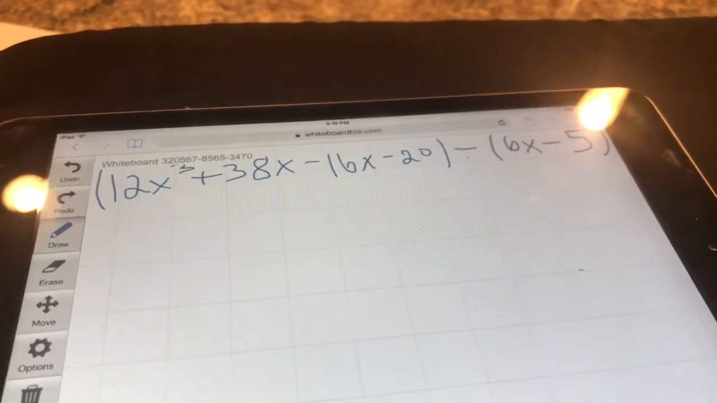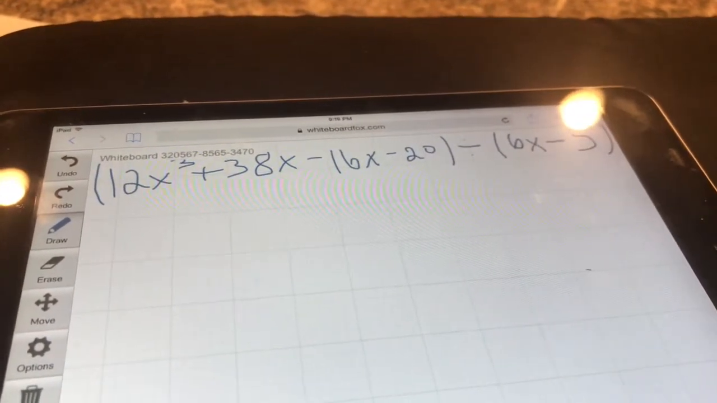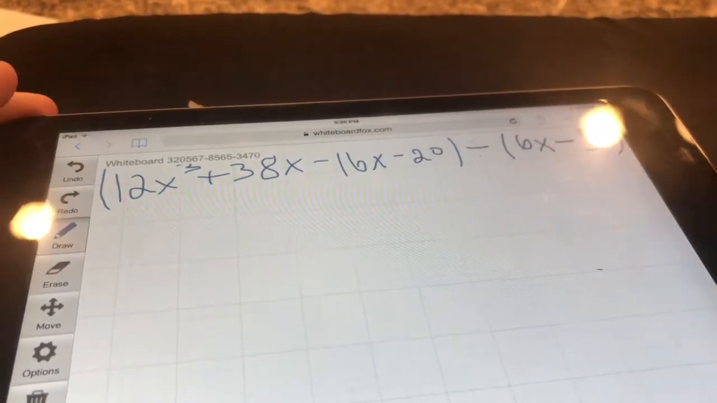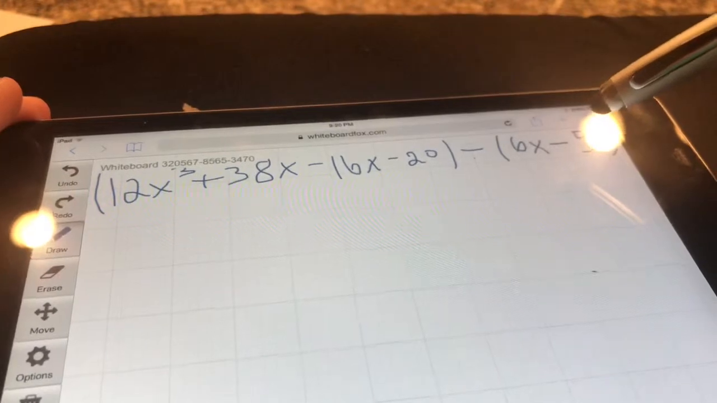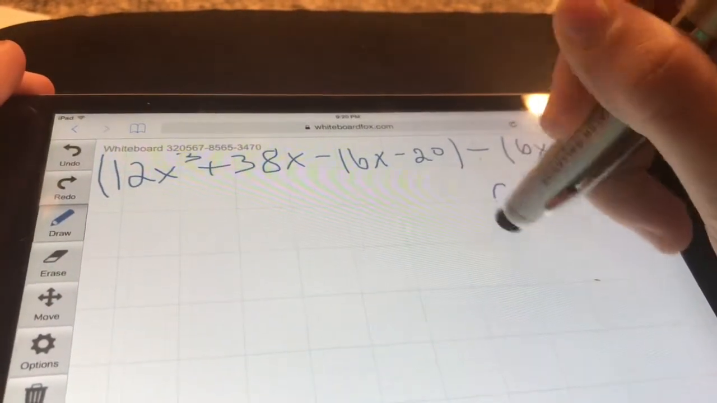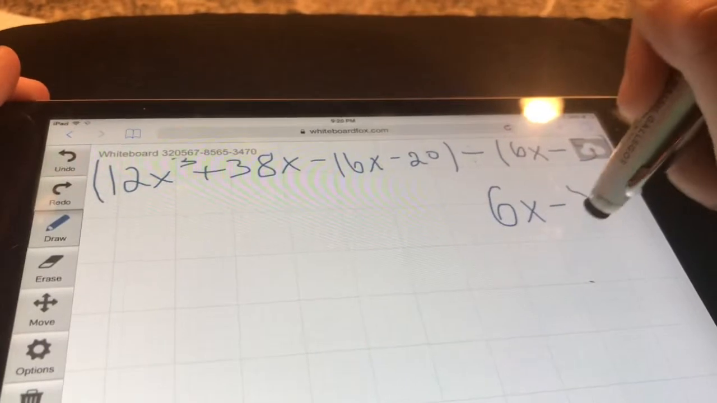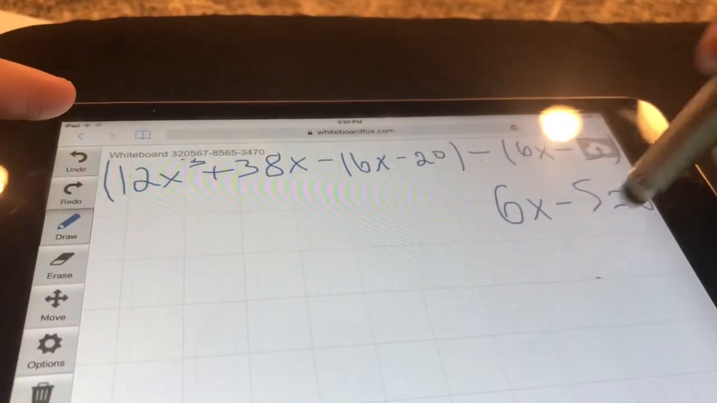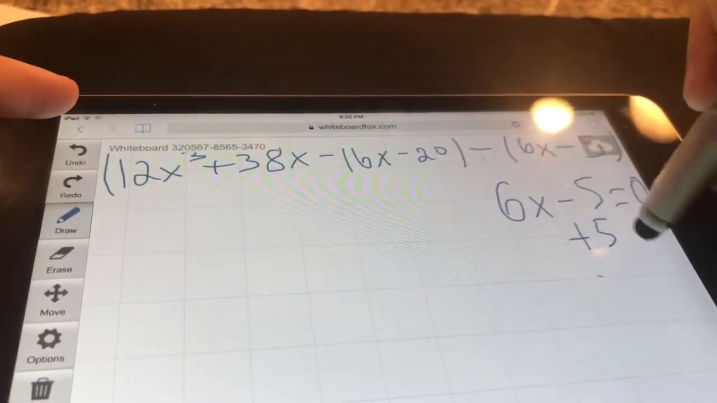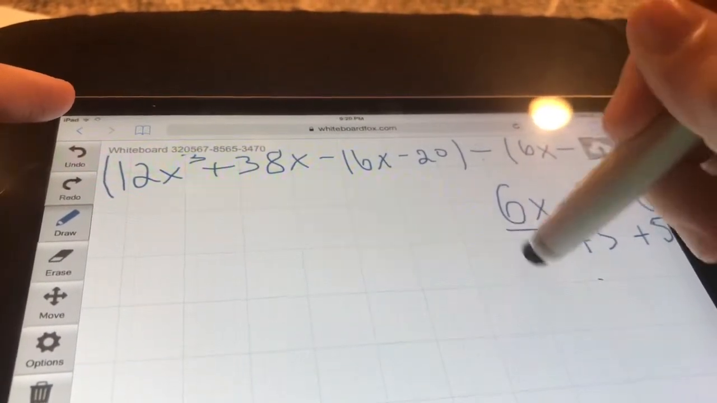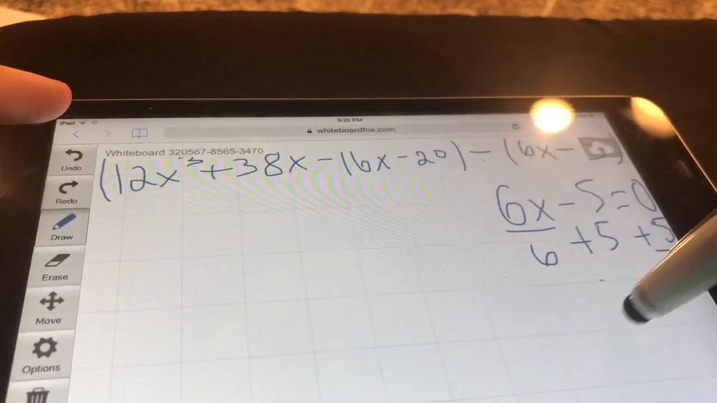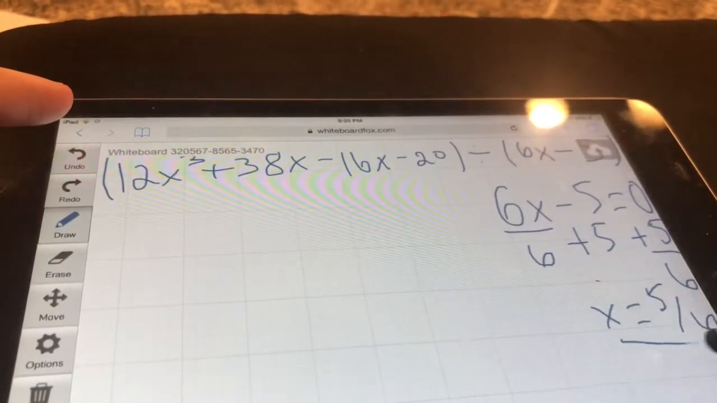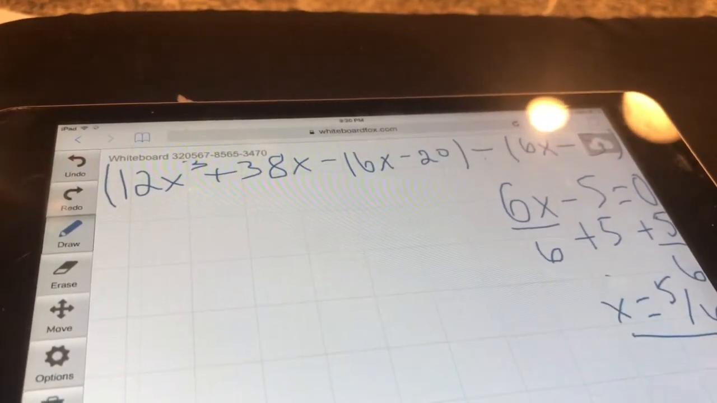Okay, so our next example is a little bit different. Sorry it got a little wonky when I was writing it, but it starts out the same way. You are going to take your divisor and set it equal to 0, just like you did with your last one. Let me just fix that, I don't have room. And then you're going to add 5 and divide by 6. You're going to get that your root is 5/6. So now you know your root is 5/6.